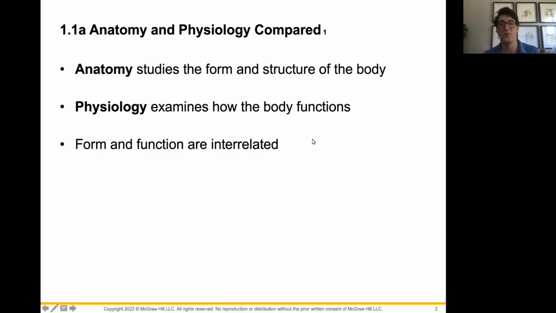Hi, everyone. So in this video, we're going to talk about terminology. That's because anatomy and physiology is at its core a class on terminology. We're going to have lots and lots and lots of new words that we're going to need to be able to use in the best way that we can.